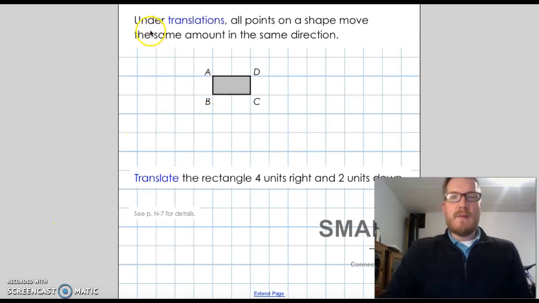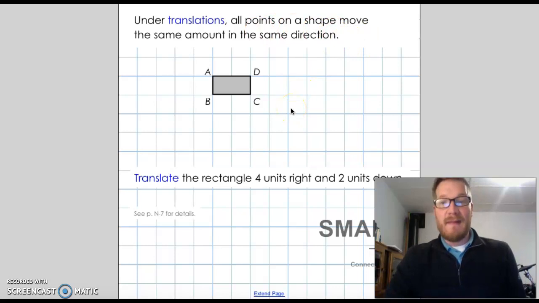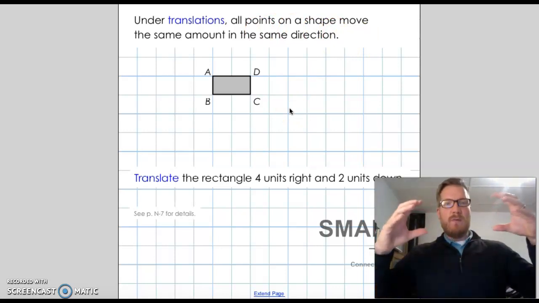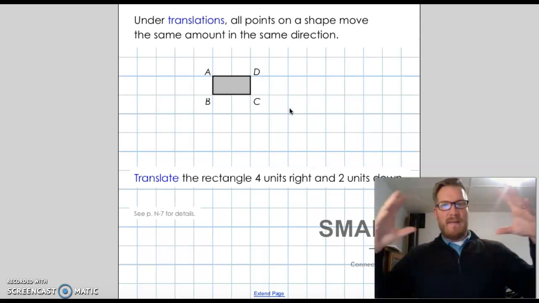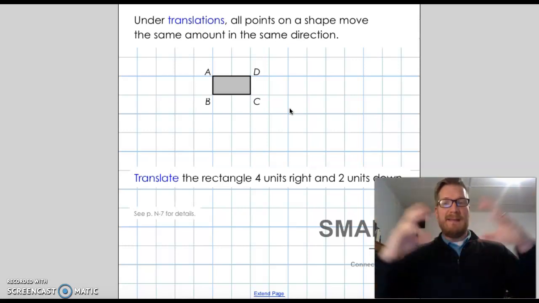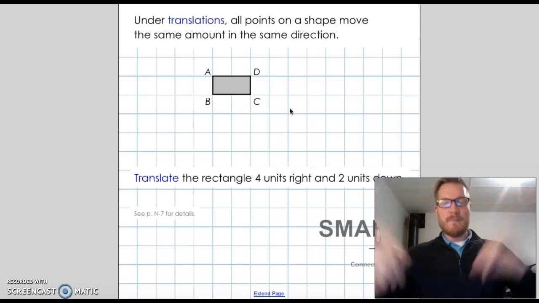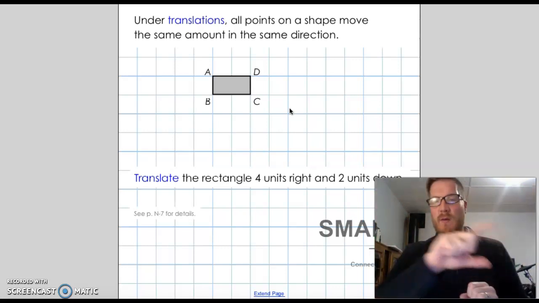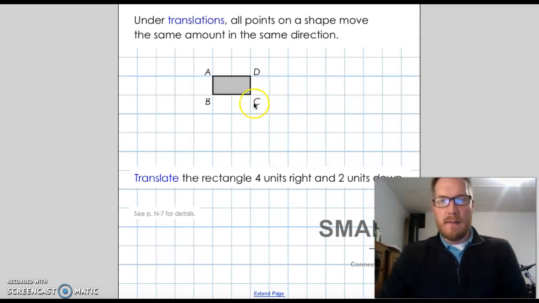Now, what it says is that under translations, all points on a shape move the same amount and in the same direction. Okay, if we don't move them all the same amount in the same direction, what's going to happen is that they will get bigger and bigger, so you actually expand or dilate the size. We don't want to do that. We just want to move the whole shape along the grid.